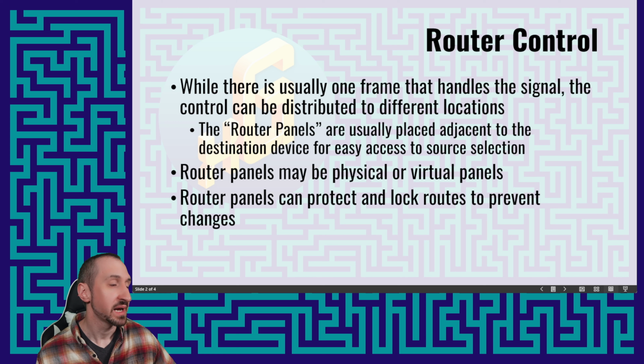And then router panels can also protect and lock routes to prevent changes. So for example, let's say you have cameras going into a switcher, or you have a switcher output going to air. You don't want those to be changed inadvertently, because it can potentially put the wrong content somewhere at a very inopportune moment. And usually that is the way it goes if it happens at all. So the best practice is to actually lock or protect the route.